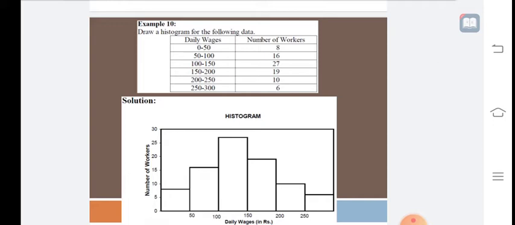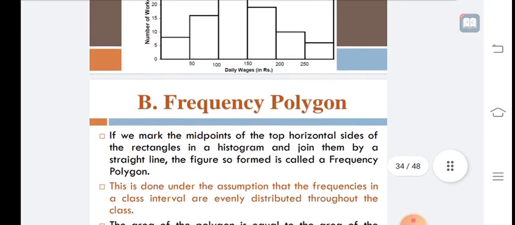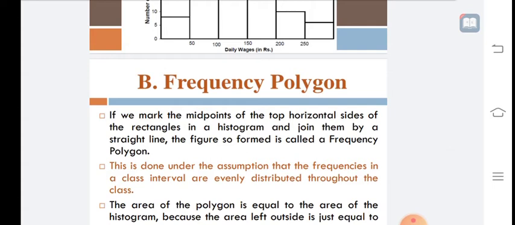For example, 0 to 50 is a class interval, and in between 0 to 50, 8 workers get the daily wages. For 50 to 100, 16 workers get the daily wages. With the help of this information the histogram is drawn. Now we will see the frequency polygon.